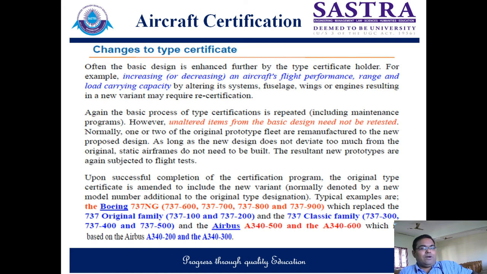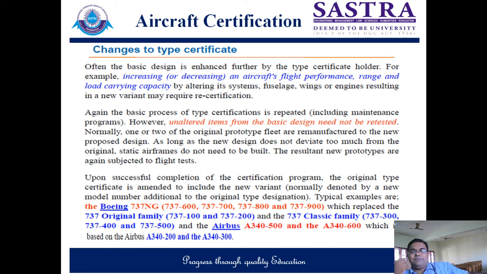If you want to change the type certificate, it is a very lengthy process. Often the basic design is enhanced further by the type certificate holder, for example increasing or decreasing an aircraft's flight range and load, like the Boeing 747 and 777. If you are going for the 777, it is an advanced version. So if you want to go for an enhanced version of the same existing design, again you have to apply for the type certificate, followed by the certification of airworthiness.